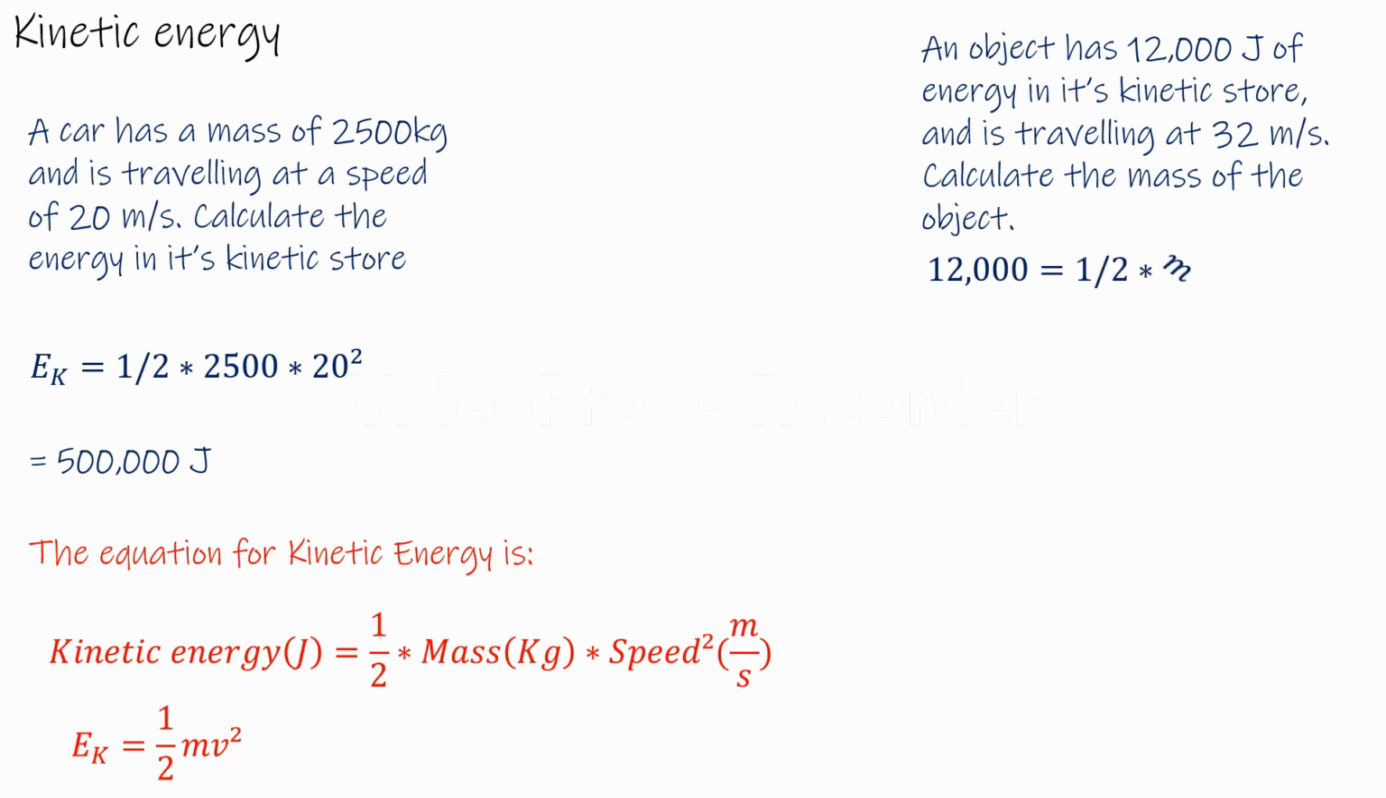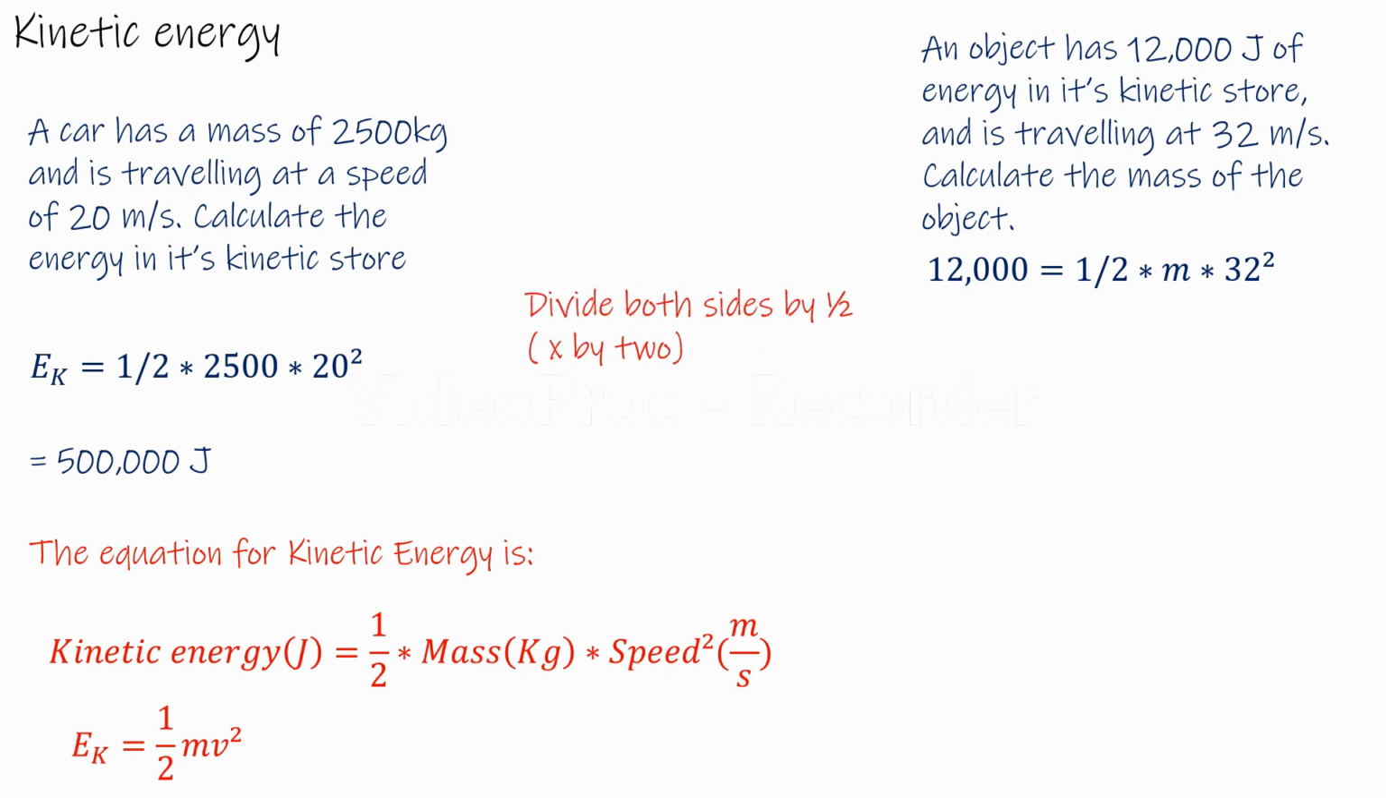So first of all we're going to put all of our values in, so we can say that 12,000 equals 1/2 times m times 32 squared. I've left m where mass is, and now we just have to solve this algebraically by doing to one side what we do to the other and getting m on its own.